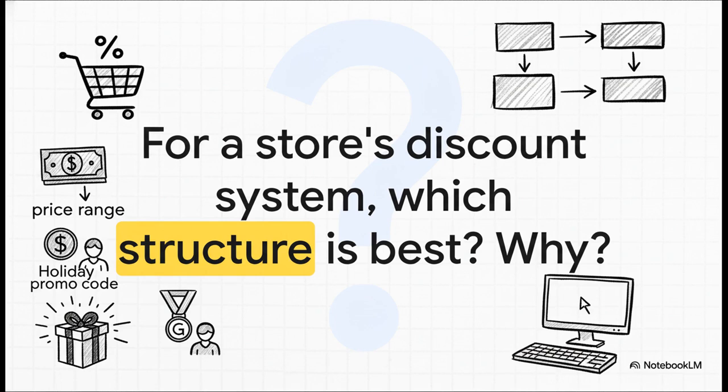And that brings us to our final challenge for you. It's your turn to think like a programmer. Let's say you're building a discount system for an e-commerce site. You've got to deal with different price ranges, customer tiers like gold or silver, and maybe even specific holiday promo codes. Which conditional structure would you reach for, and why?